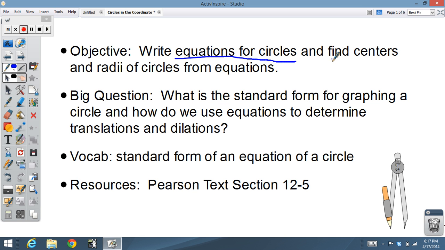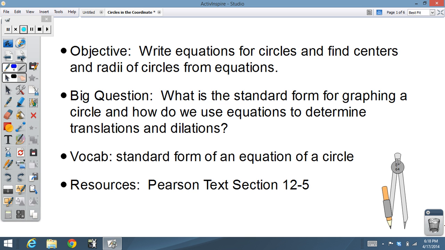Find centers. We're going to use equations to find the center and find the radii of circles, all right? The equation for a circle will tell us everything we need to know, okay? So the big question, what's the standard form for graphing a circle? How do we use equations to determine translations and dilations?